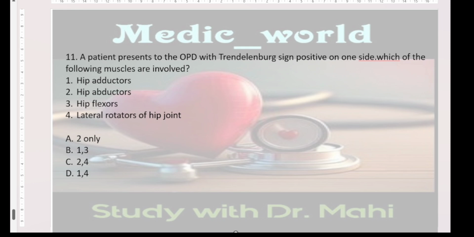Now the next question is a patient presents to the OPD with Trendelenburg sign positive on one side. Which of the following muscles are involved? We all know that Trendelenburg sign positive means there is involvement of gluteus medius and minimus. And both these muscles are abductors of hip. So the answer to this question is hip abductors. So there is two, only two. This is option A. Now let's move towards the other question.